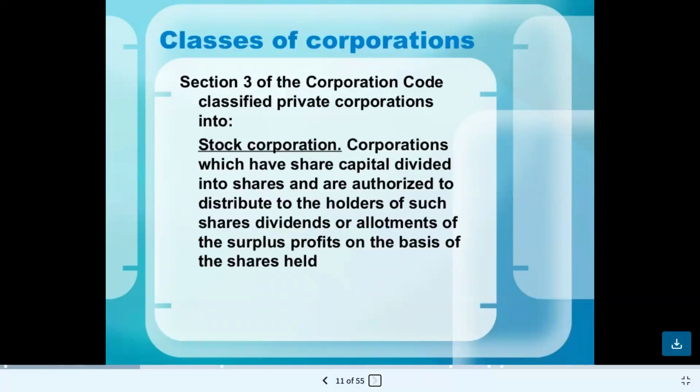Now let's talk about the classes of corporation. This is under Section 3 of the Corporation Code. It is classified as private and public corporation. As to private corporations, first we have the stock corporation. This is a corporation which has share capital divided into shares and is authorized to distribute to the holders of such shares dividends or allotments of the surplus profit on the basis of the shares held.